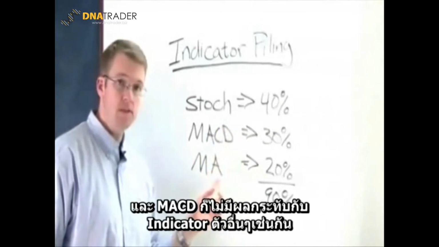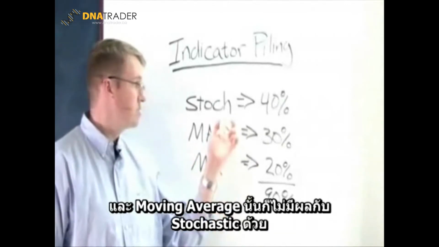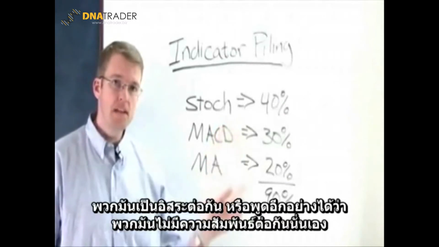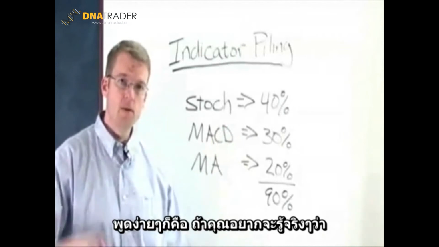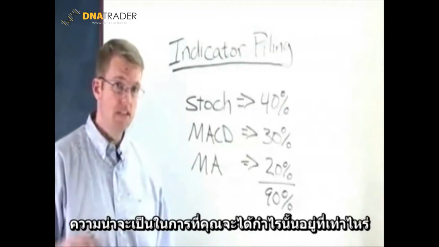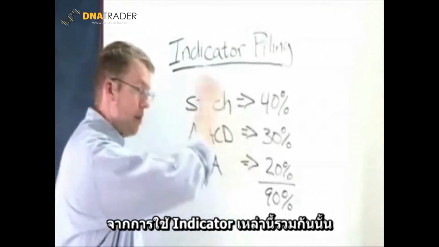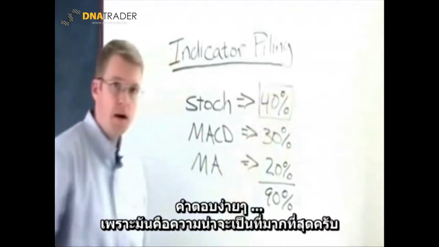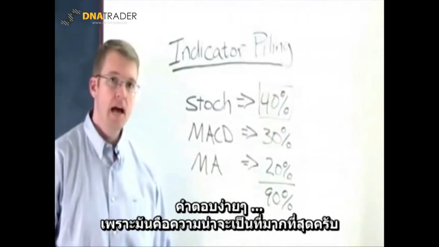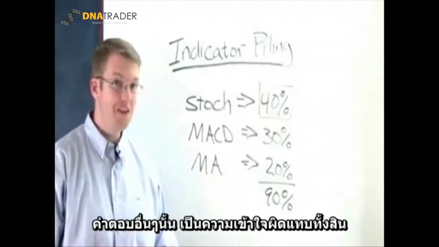The MACD has no influence over the moving average. The moving average has no influence over stochastics. They're completely independent. They have no covariance, as you would say, which is a fancy way of saying that if you really want to know what your probability of a successful outcome is going to be out of a combination of these three indicators, it's this. It's just the highest probability. It's a really easy answer. Everything else is just kind of fluff.